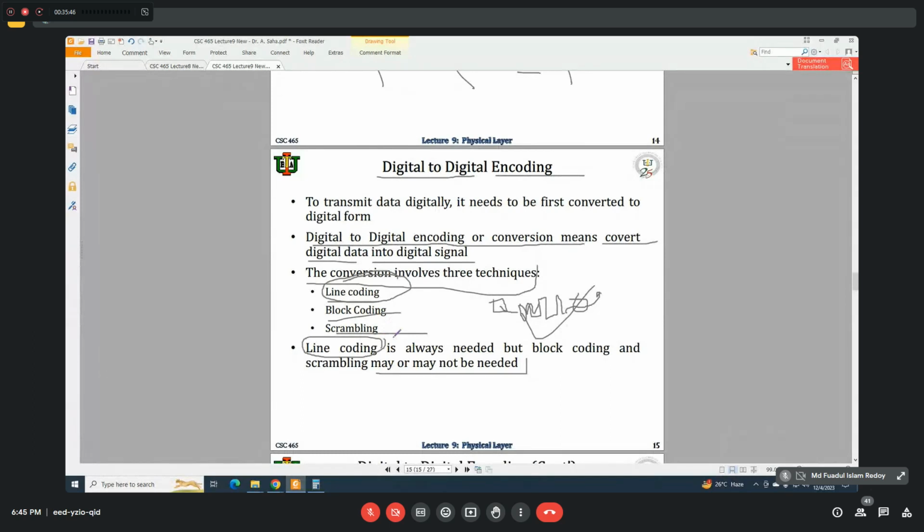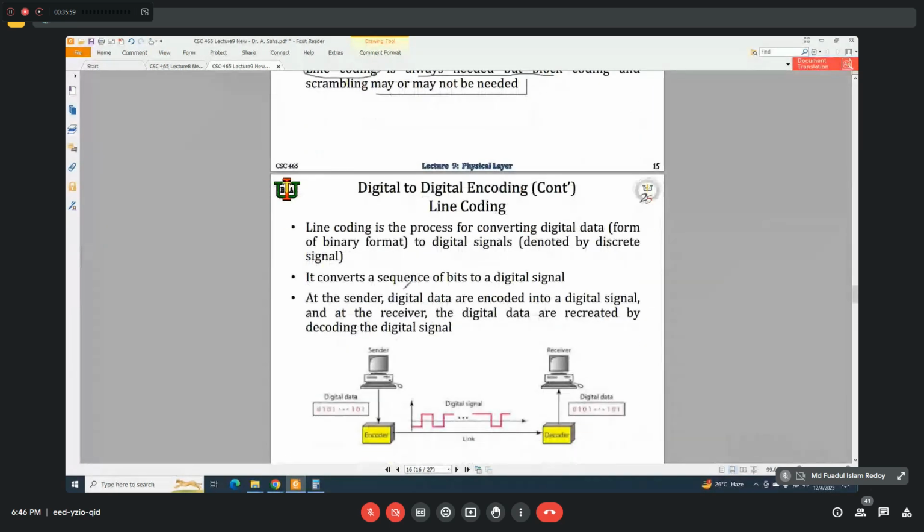Out of these three techniques, we are going to talk about line coding, because this is always needed. This is going to be the only focus of our lecture now. What does line coding mean? Line coding is the process of converting digital data, in binary form 0 or 1, to digital signals denoted by discrete signals. It converts a sequence of bits to a digital signal, of course, at the sender.